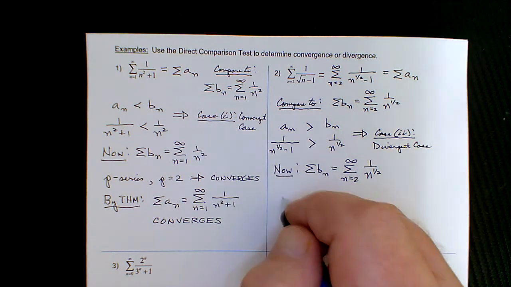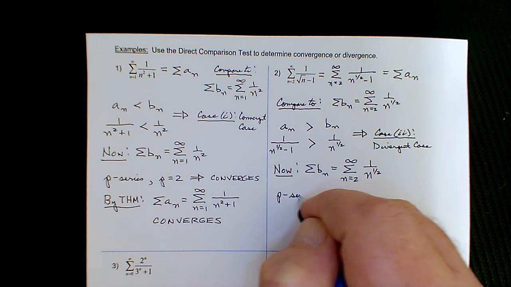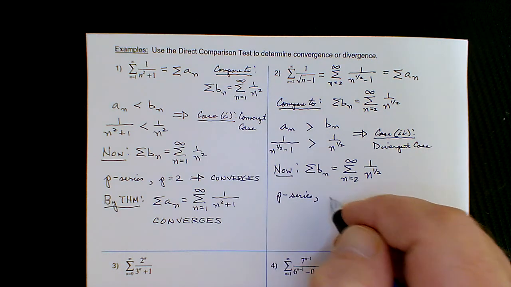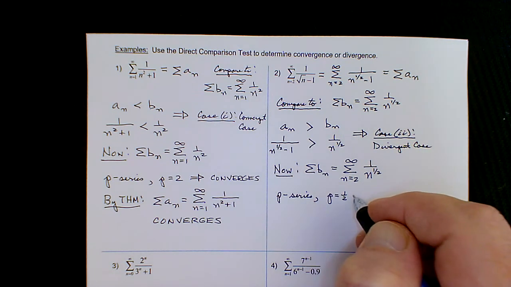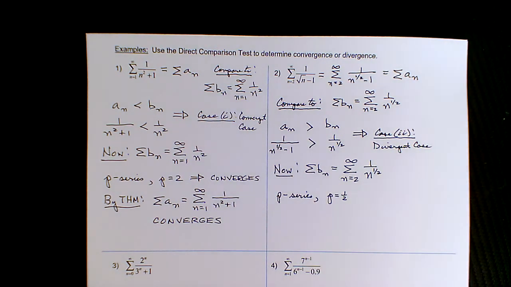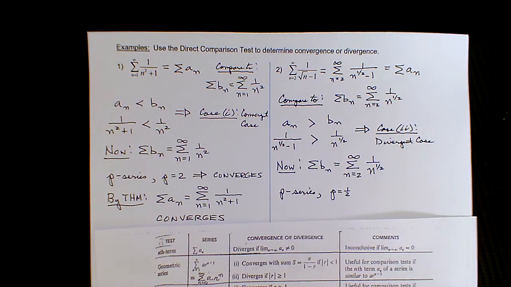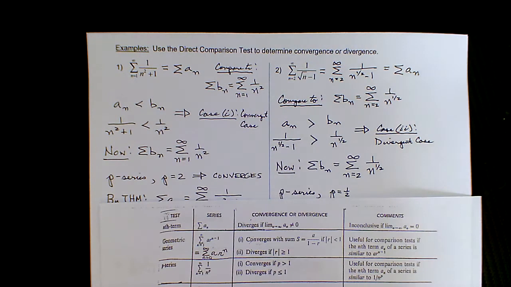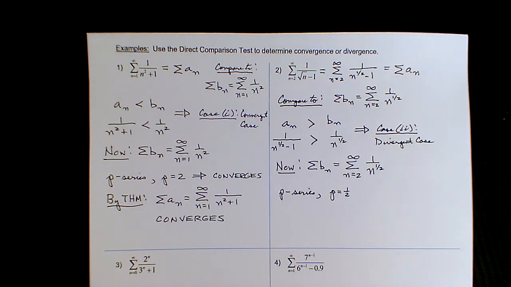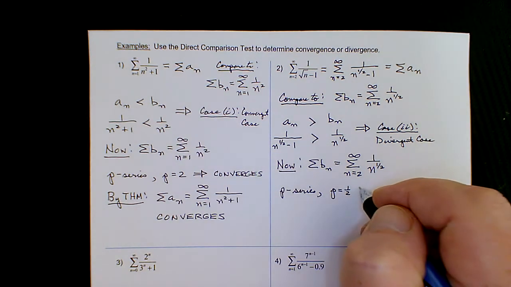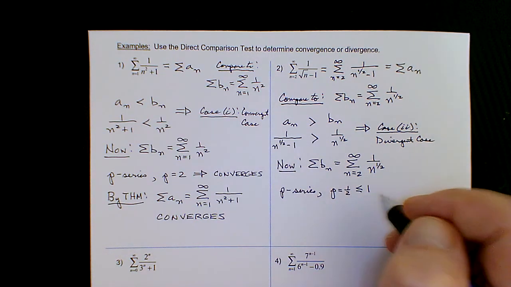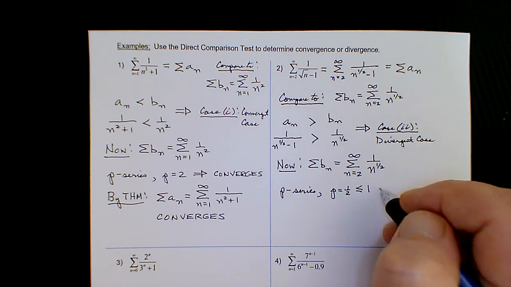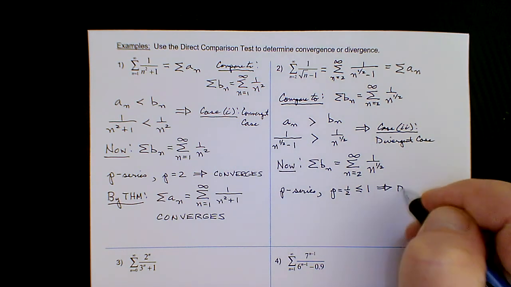But at this point, you have to tell me what type of series you're dealing with. And it's a p series. Tell me what the value of p is. In this case, it's 1/2. And look at your table if you need to. Under the p series, see, that's the third row down here. If p is less than or equal to 1, it diverges. So you have to tell me the type of series, and what determines convergence or divergence, and then obviously tell me it diverges.